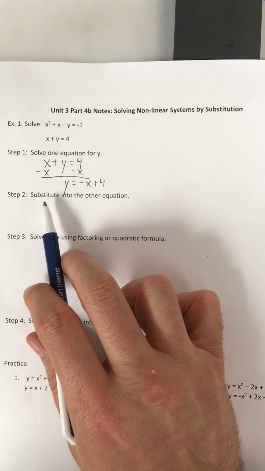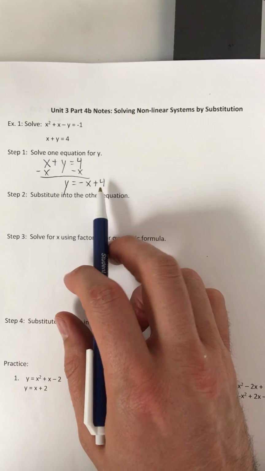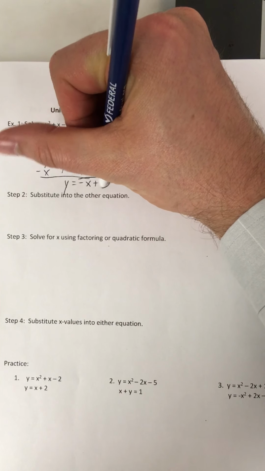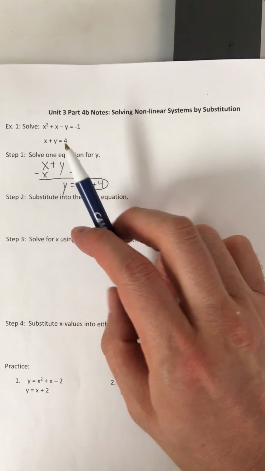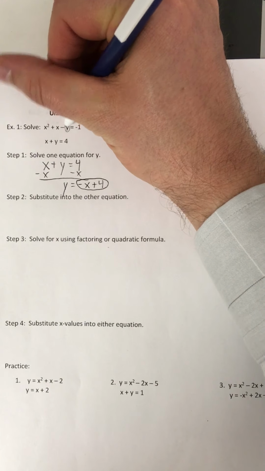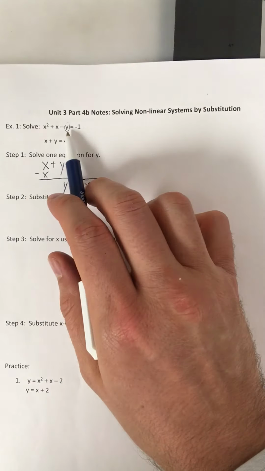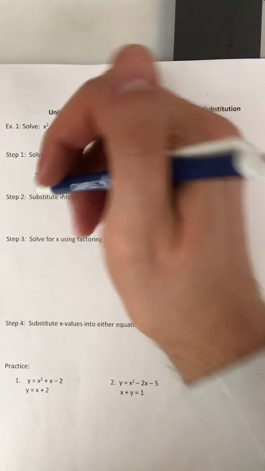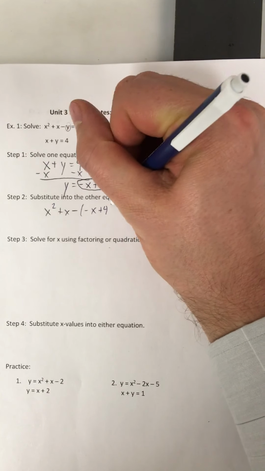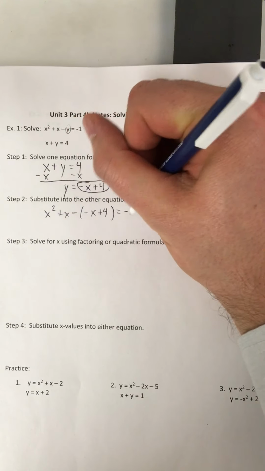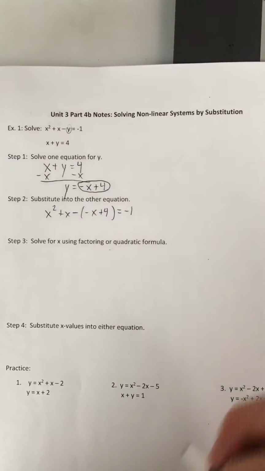Alright, step 2. I take what I just got, what y is equal to, that negative x plus 4, and I'm going to substitute it into the other equation in place of that y. So I'm going to put it right here in place of that y. So that's now going to say x squared plus x minus, put that in parentheses, negative x plus 4 equal to negative 1. All right, now my next step is just solve that.